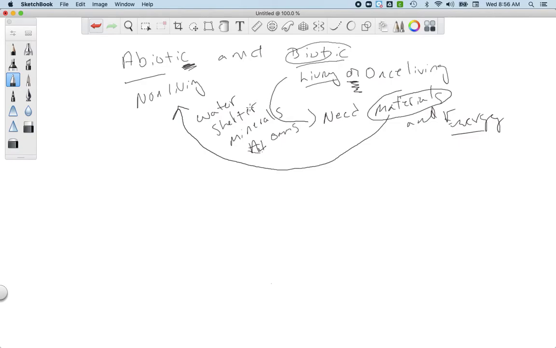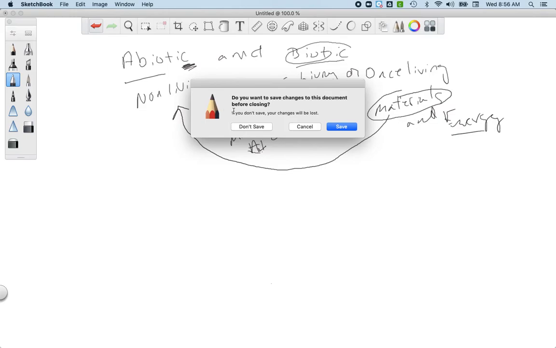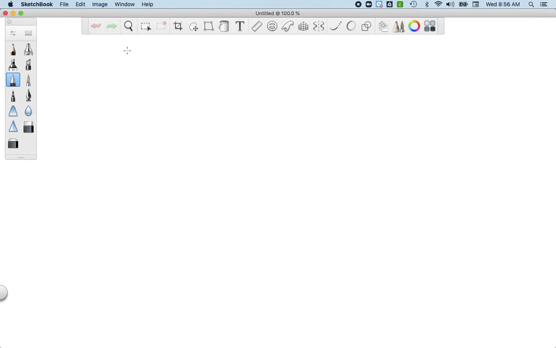And when we talk about living things, I'm going to get a new page here. To make it easier for us, we try to organize things in science. And if we're going to organize living things, we're going to start with, as you might expect, an individual.